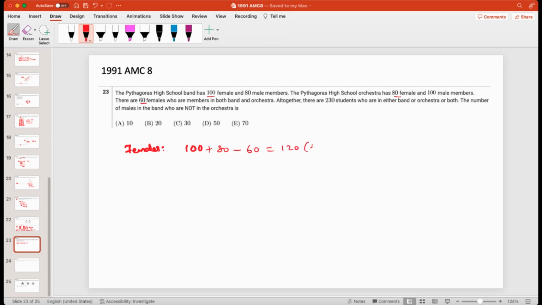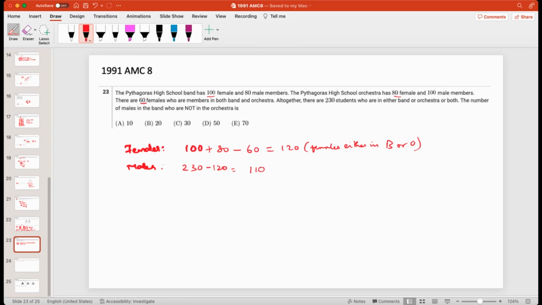Now who are these 120? These are females either in band or orchestra, but not both. Now we'll go for males. For males, the total students I have is 230, which are in orchestra or band or both. Now out of this I'm going to subtract the 120 females who are in either band or orchestra. So here I'm going to get 110.